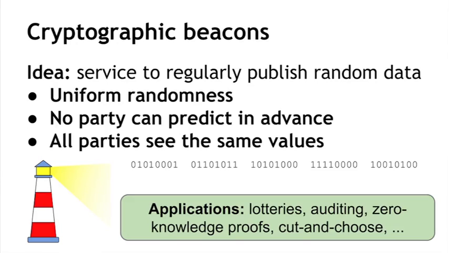There's a whole bunch of applications besides just lotteries. So various applications of auditing and voting systems, doing zero-knowledge proofs, cut-and-choose protocols. Throughout the security literature there are a lot of examples of things that can be done much more simply and efficiently if you had a perfect cryptographic beacon that satisfied all of these nice properties. So unfortunately, we haven't found a perfect solution for this yet.